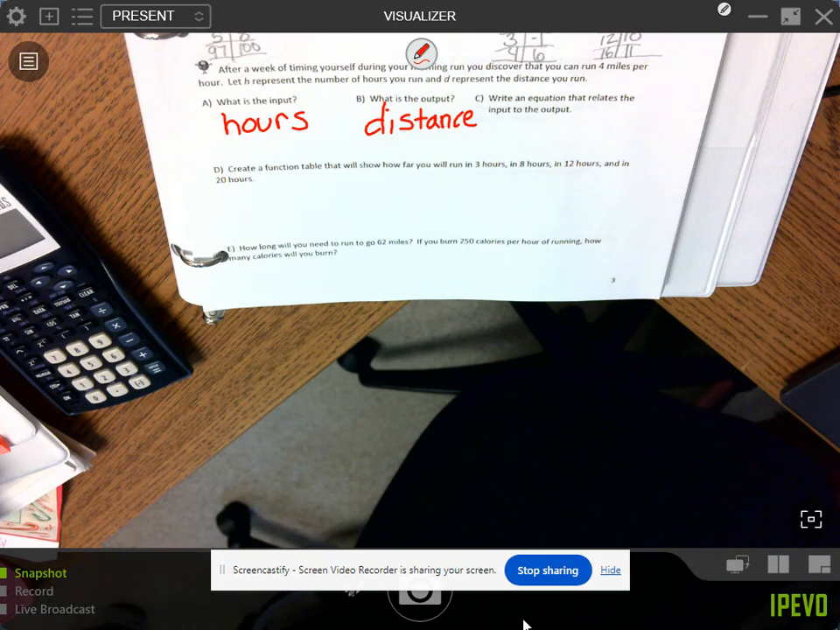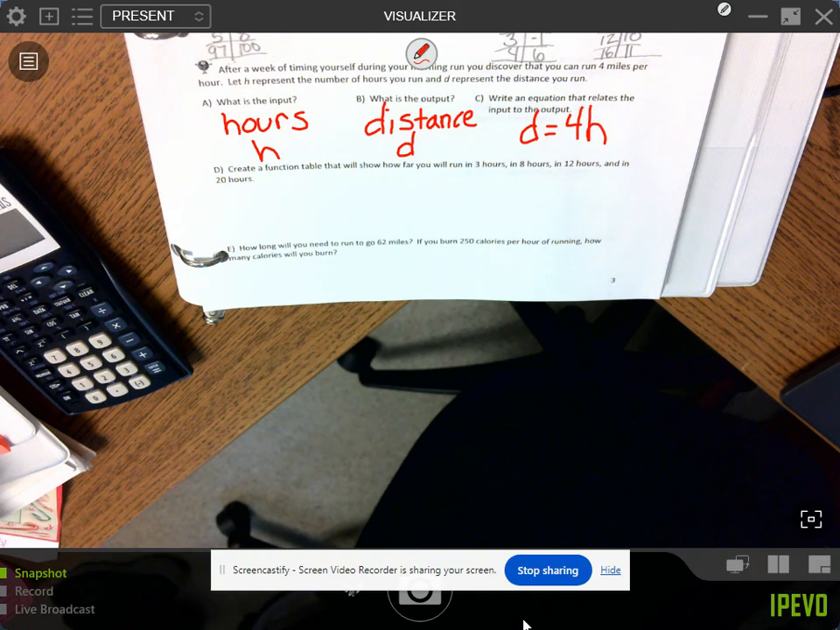Jude? Would it be hours, wait, 4 equals, wait, no, never mind. All right, keep looking at it. What do you think, Lucas? D equals 4 times H.